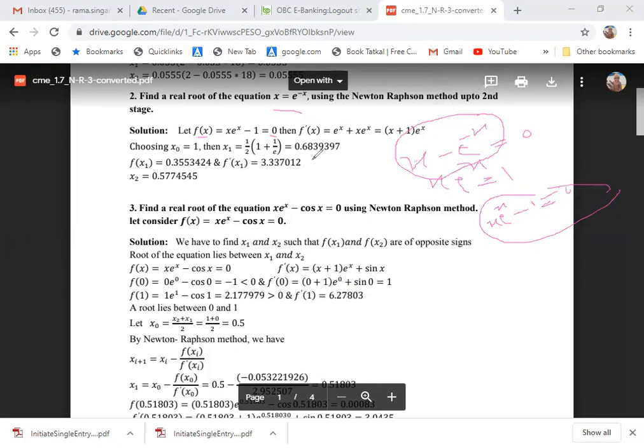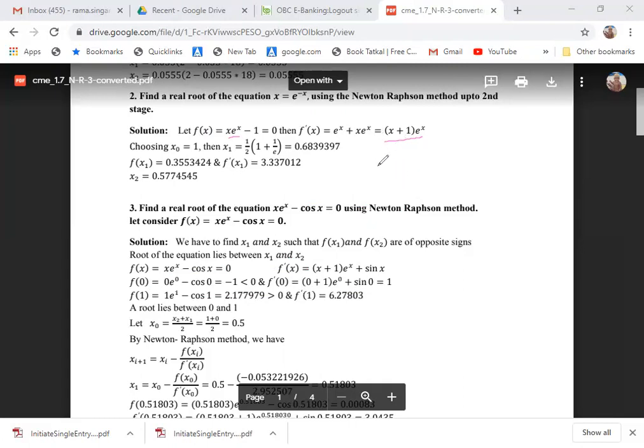Now, before applying Newton-Raphson method, we require f dash of x also. f dash of x is obtained as (x plus 1) into e power x, using the UV rule here, and derivative of constant is 0. We are getting f dash of x as (x plus 1) into e power x.